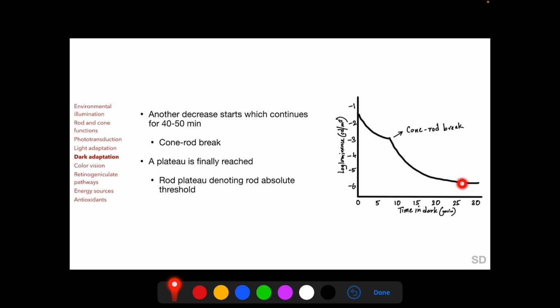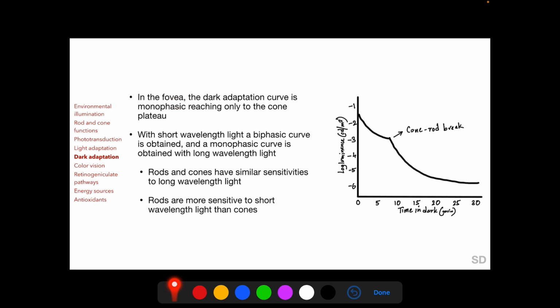Finally, a plateau is reached, denoting similarly the rod absolute threshold, with the rods not being able to respond to light stimulus fainter than this threshold. In the fovea, the dark adaptation curve is monophasic, reaching only up to the cone plateau. Because rods are absent in the fovea, this portion of the curve is absent in the fovea, and the fovea is not able to respond to light stimuli fainter than the cone absolute threshold.